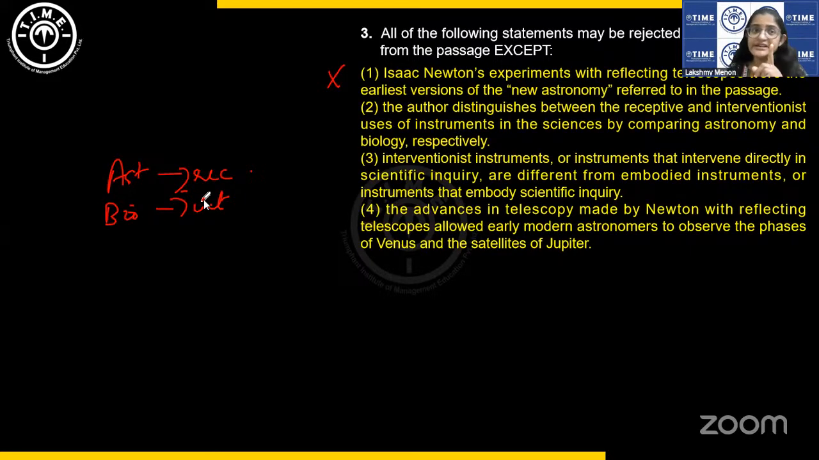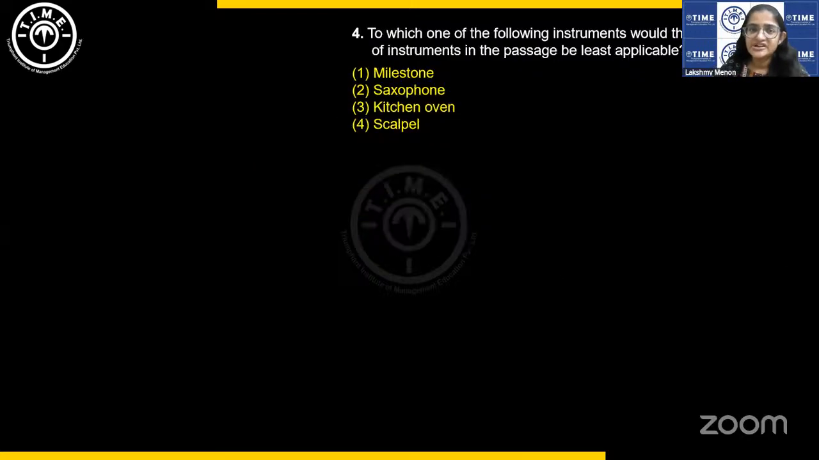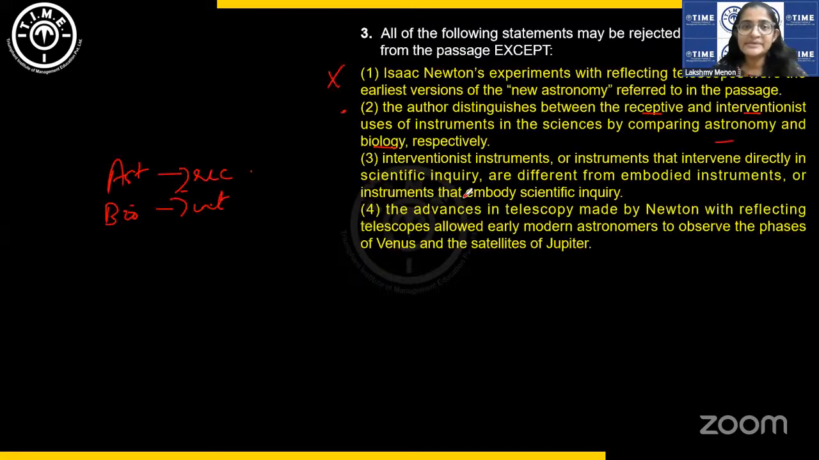When "respectively" is there, you have to be careful. The order has to be correct. Receptive astronomy, interventionist biology. Correct. Valid inference, right? Yes, just mark it there. You never know if there's something tricky.